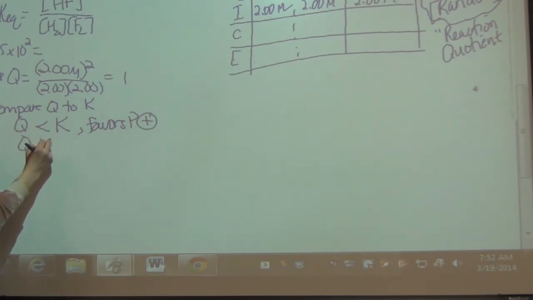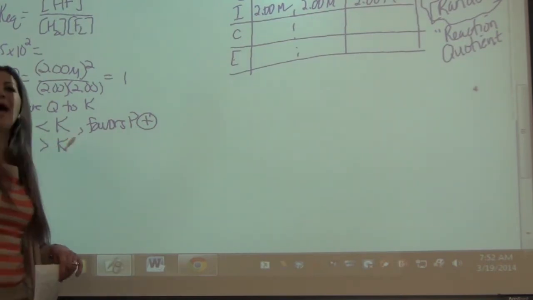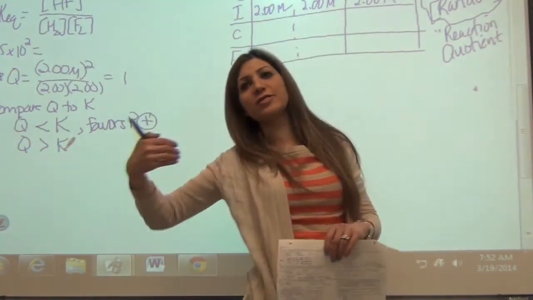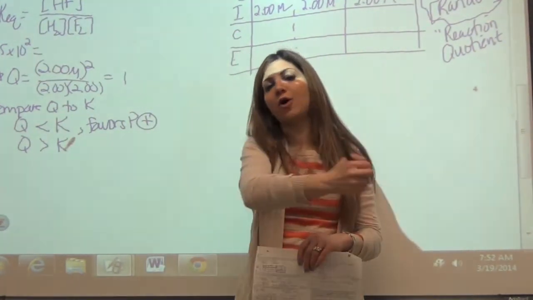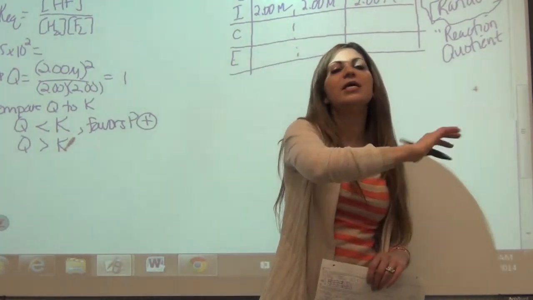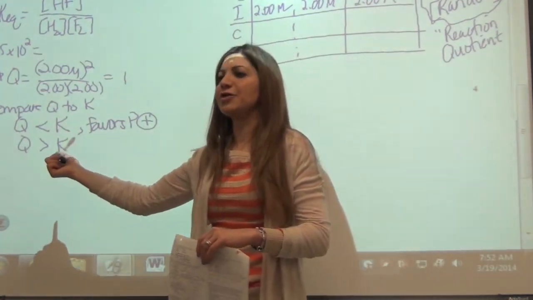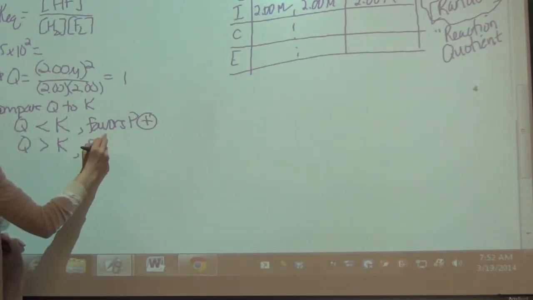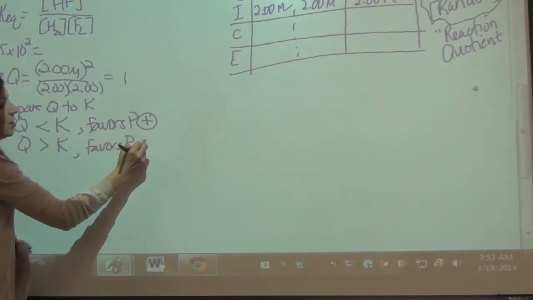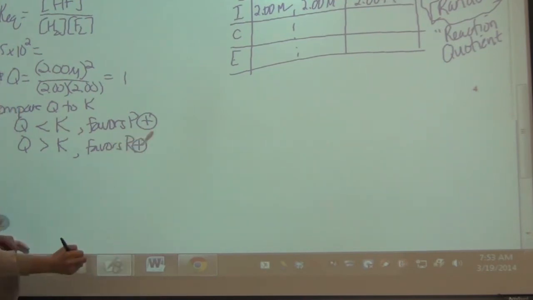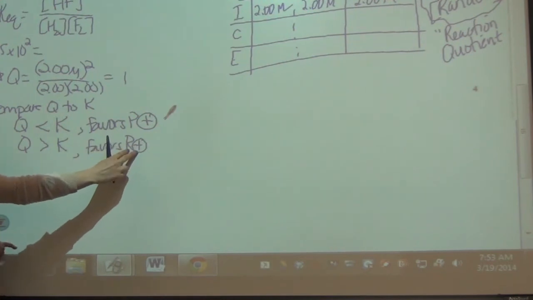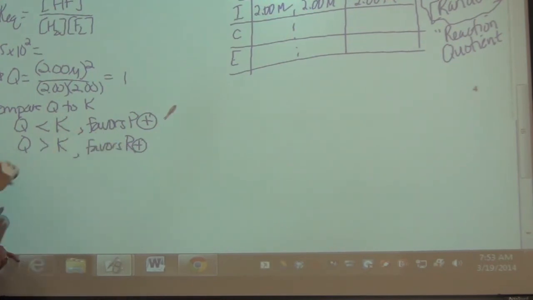If Q is greater than K, then you've already passed equilibrium, and what does your reaction have to do? It has to decrease, it has to shift backwards. You made too much product. Now you need to shift backwards, and your reaction is going to get back toward the reactants. So if Q is greater than K, it's going to favor your reactants, which means you would add on the reactant side. In this case, you would add on your reactants and subtract on your products. So I'll show you that here.